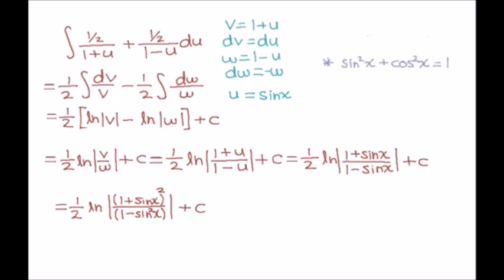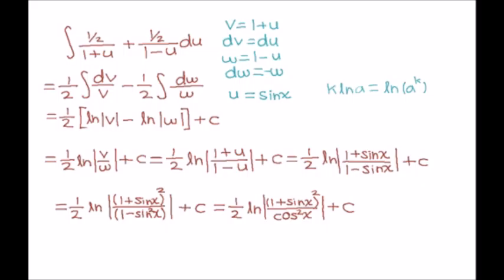Now by using the property that k natural log a equals natural log a to the k, we carry the 1/2 over inside the natural log and raise the inside expression to the 1/2 power. The 1/2 power then cancels out with the 2 power, and we are left with 1 plus sine x over cosine x inside the natural log.